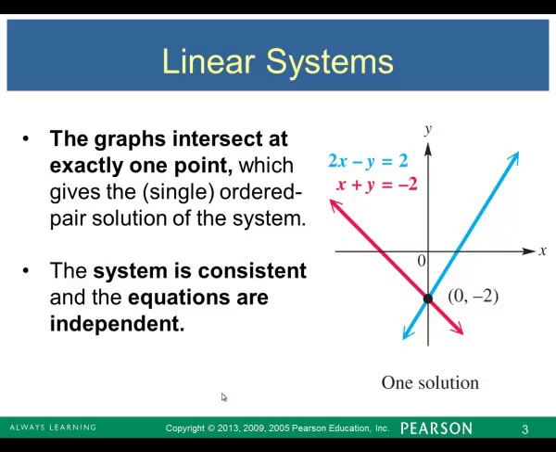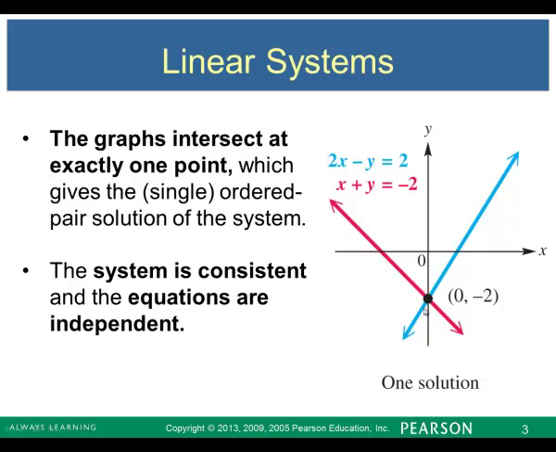Here we have two equations, 2x minus y equals 2, and that would be the blue line, and x plus y equals negative 2, that would be the red line. They both crisscross at a certain point, (0, negative 2). So that point, (0, negative 2), is the solution for both lines. In other words, it's a point that's common to both, where both lines intersect.